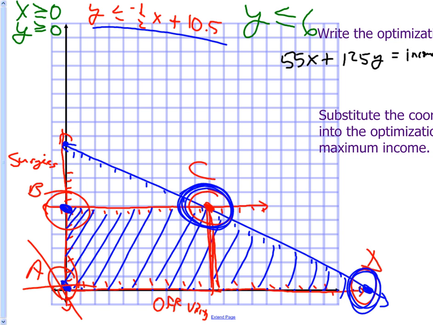So I'm going to write down the 2 points. This one is at 10, comma 6. This one's at 21, comma 0.